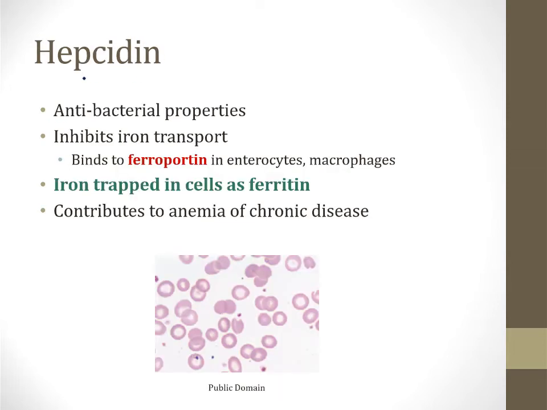Hepcidin is another acute phase reactant. It has some antibacterial properties. It's important clinically because it inhibits iron transport. It binds to something known as ferroportin in cells of the liver as well as macrophages. This leads to iron being trapped inside of cells as ferritin, and this contributes to the anemia of chronic disease, which I talk about in the hematology section.